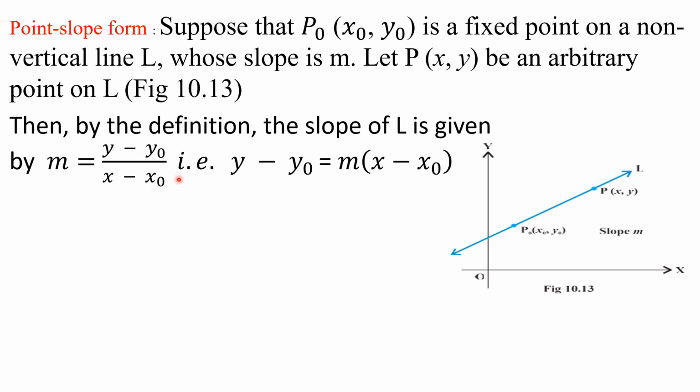By cross multiplication, we get y minus y naught is equal to m into x minus x naught. This is the equation of a line in the point slope form. Remember this equation, my children. The point slope form of a line is y minus y naught is equal to m into x minus x naught, whose slope is m. The slope of the line is m, and the line is passing through the point x naught comma y naught. Understood this point, my children?